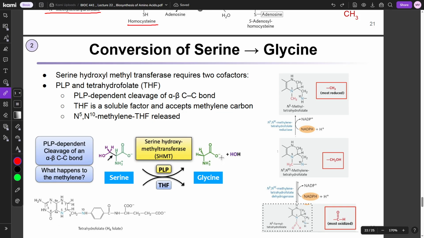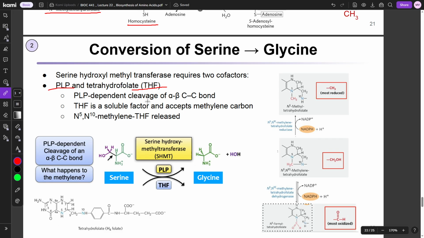So now we talk about conversion of serine to glycine. We've talked about this a little bit. I'm not going to harp on this too much. I would just say that serine hydroxymethyltransferase requires 2 cofactors. So it requires PLP and THF. And PLP-dependent cleavage of the alpha-beta carbon-carbon bonds.